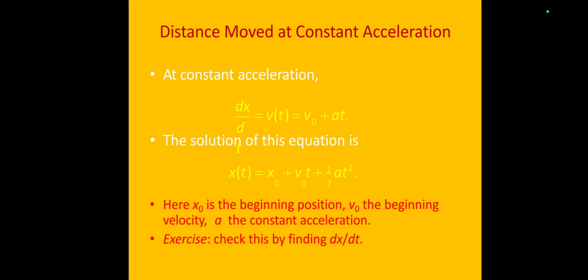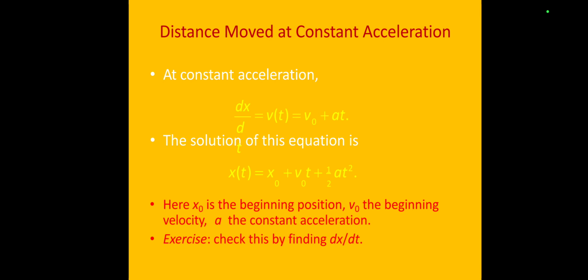Distance moved at constant acceleration. At constant acceleration, dx by dt is equal to v of t, which is equal to v naught plus a t. As I mentioned, v of t is the final velocity, v naught is the initial velocity, a is acceleration, and t is time.